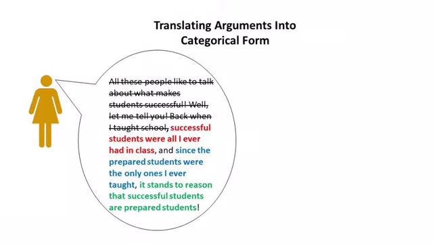And then finally, we come to the last part of what she said, and that's also a proposition. It stands to reason. There's one of our signal words that we've got a conclusion here. That successful students are prepared students. And once again, we've got our subject term, successful students. We have our copula are, and we have our predicate term, prepared students.